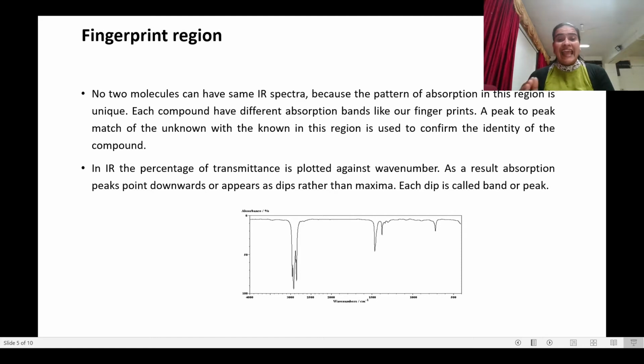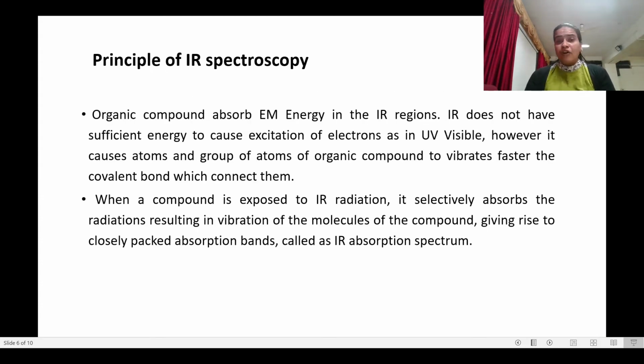In this fingerprint region, each compound has a characteristic pattern, and so this is termed the fingerprint region. No two molecules can have the same IR spectra because the pattern of absorption in this region is extremely unique. Each compound has different absorption bands, like our fingerprint. A peak to peak match of the unknown with the known in this region is used to confirm the identity of the compound.